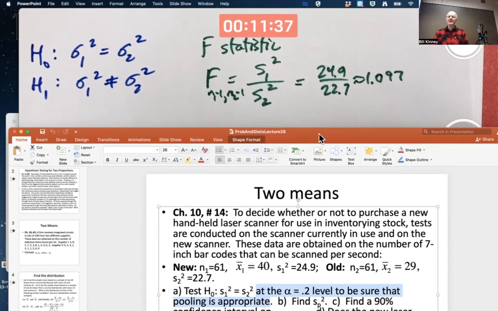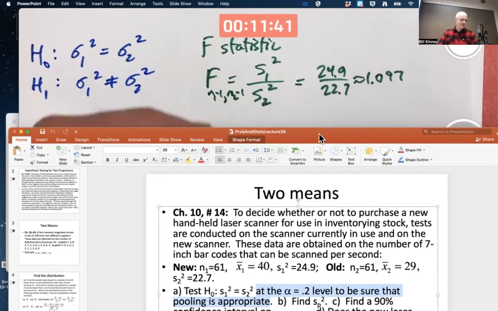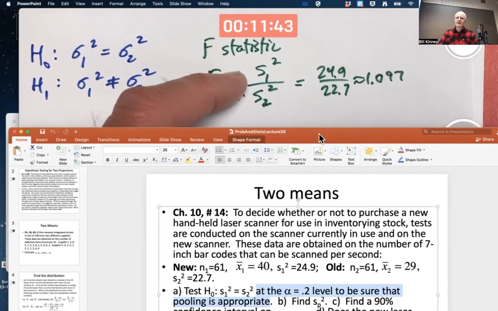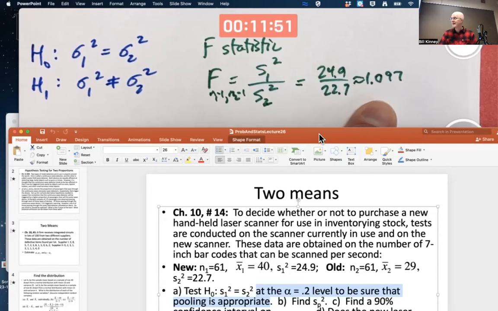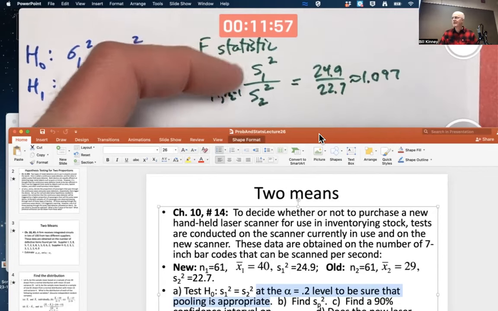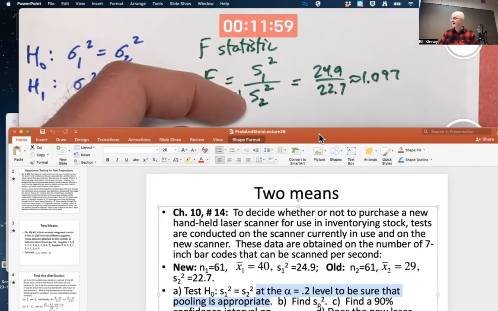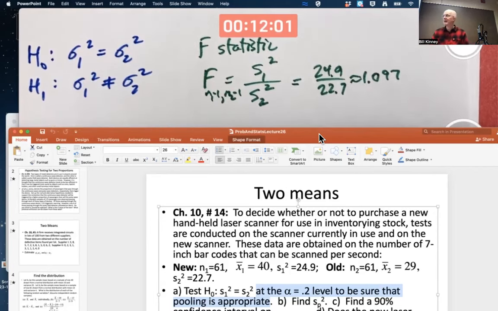What would be strong evidence against the null hypothesis? Well, one bit of strong evidence against the null would be if the numerator here was a lot bigger than the denominator, like maybe twice as big or 3 times as big, giving an F statistic of 2 or 3 or so. Well, guess what? Our observed F statistic is not much bigger than 1. The numerator is not much bigger than the denominator here. Probably this is not very strong evidence against the null.